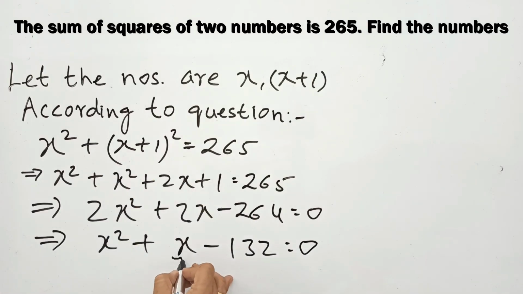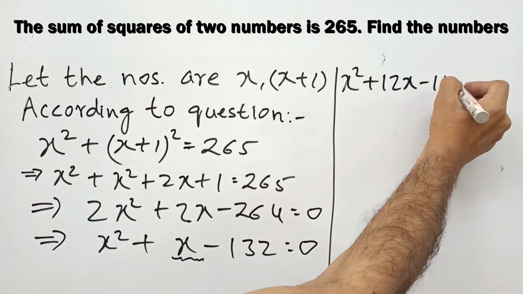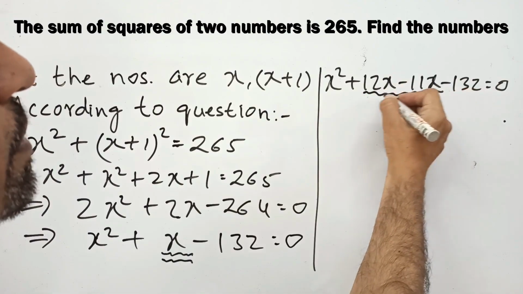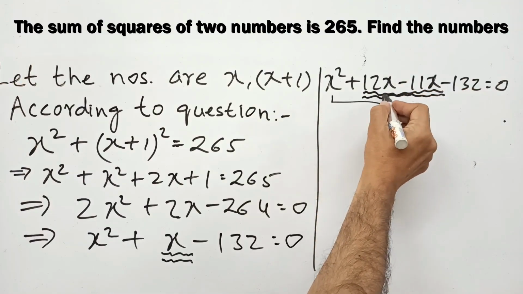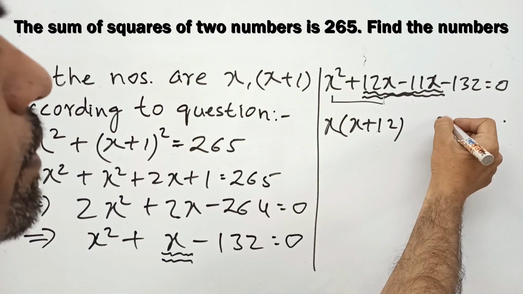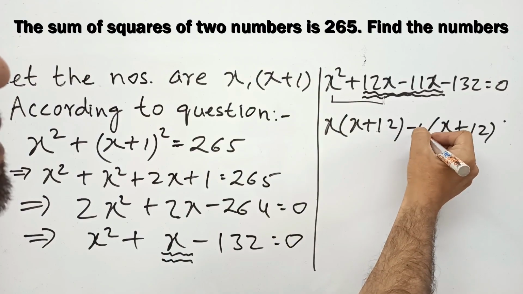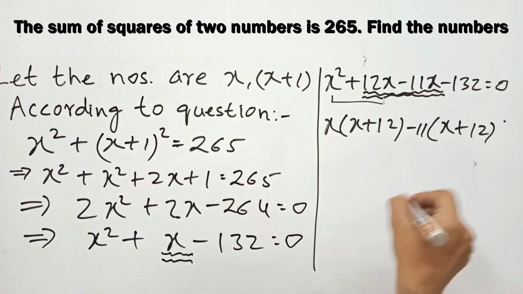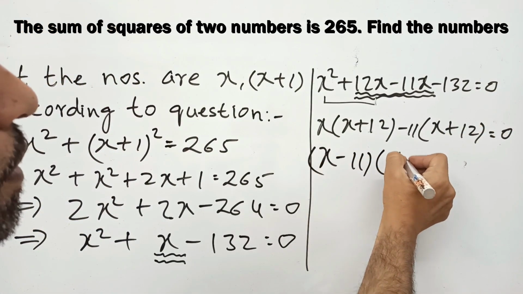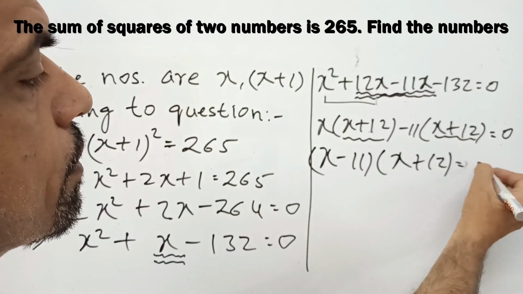Now let us split this middle term for factorization. In place of the x, I have written 12x minus 11x. Now we'll make a pair. In this pair, x is common, so I should write directly x plus 12, and in this, minus 11 is common, is equal to 0. x minus 11, x plus 12. In whole, I took x plus 12 common.